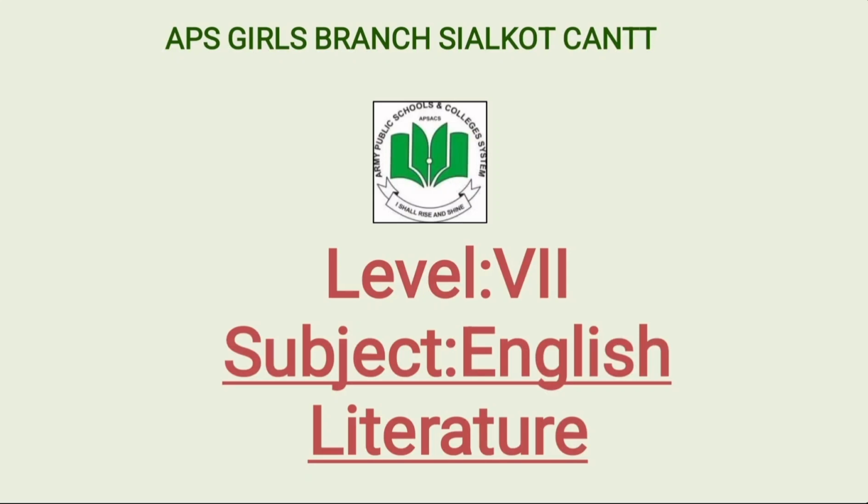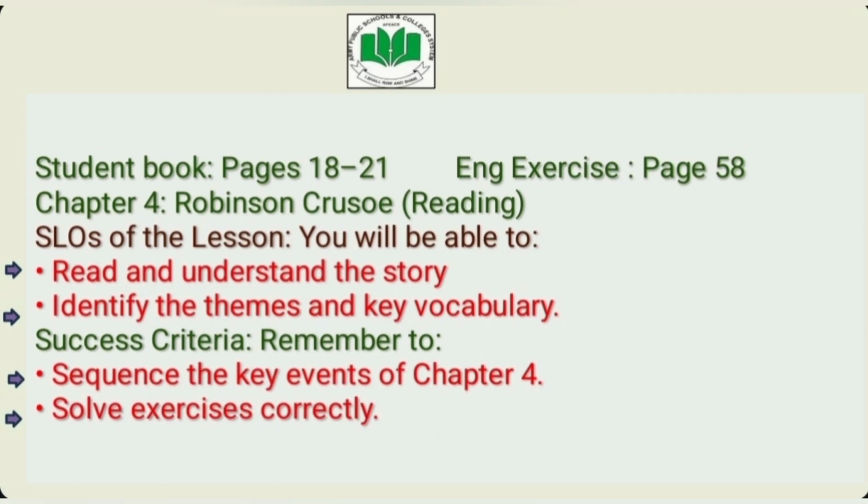This lesson is for grade 7. Let's get started. In today's lesson, we are going to learn about chapter number 4, Robinson Crusoe, and we are going to do the reading. And by the end of this lesson, you will be able to read and understand the story, identify the key themes and key vocabulary. And remember to sequence the key events of chapter number 4 and solve the exercise correctly.